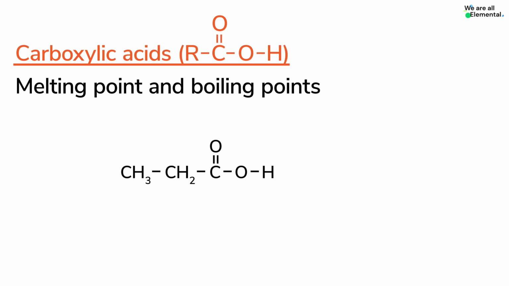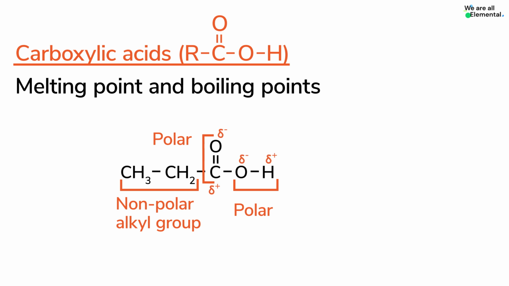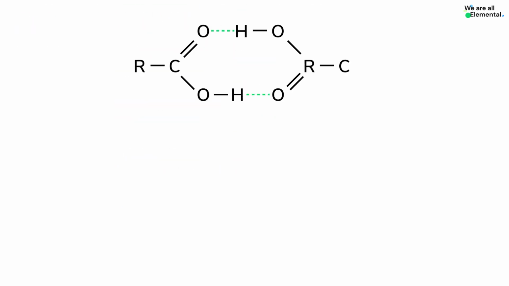Lastly, the physical properties of carboxylic acids. Carboxylic acids have a non-polar alkyl group and two polar groups. One is the carbonyl group, that is the CO, and the hydroxyl OH group. Therefore, carboxylic acids can form two hydrogen bonds with another molecule of carboxylic acid. This results in a dimer where two molecules of carboxylic acids combine together through hydrogen bonds.